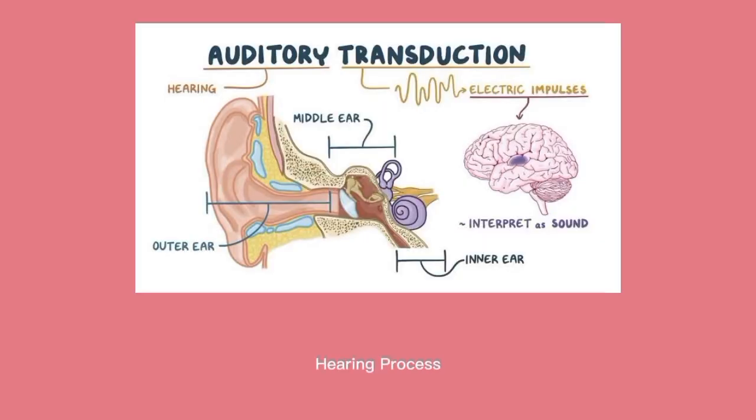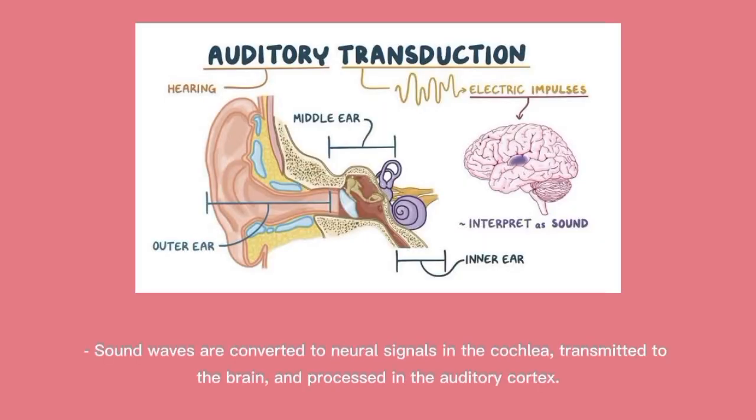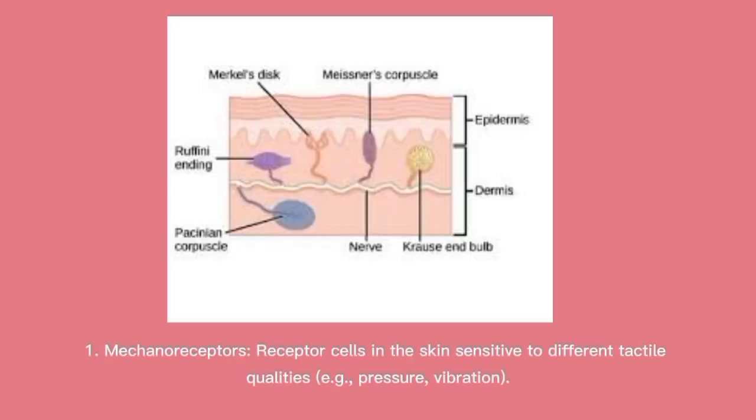Hearing process. Sound waves are converted to neural signals in the cochlea, transmitted to the brain, and processed in the auditory cortex. Touch. 1. Mechanoreceptors. Receptor cells in the skin sensitive to different tactile qualities, for example, pressure, vibration.